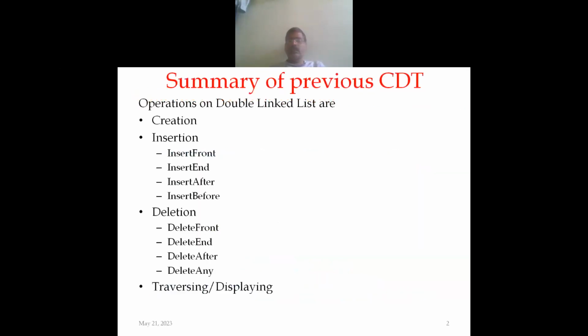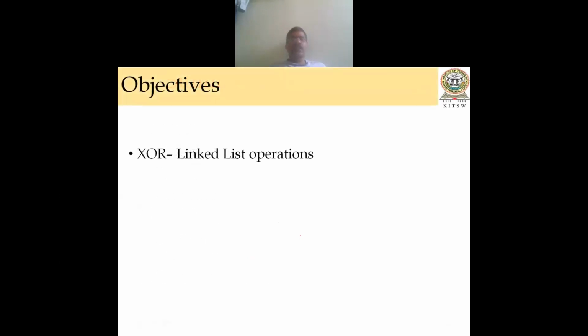In the previous classroom discussion topic, the summary of that previous unit is that we discussed the different operations on double linked list, like creation, deletion, insertion operations, traversal, and searching operations. Similar to that, now we are going to discuss a new type of list, which we can call an XOR linked list.